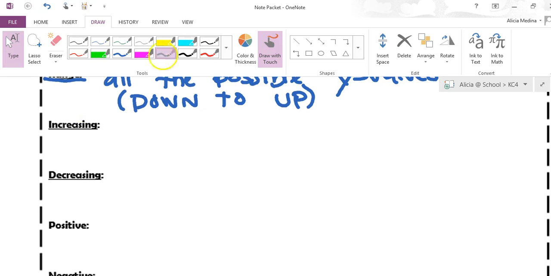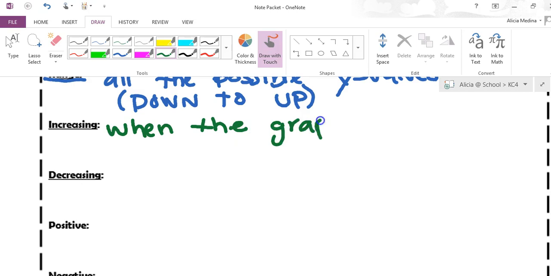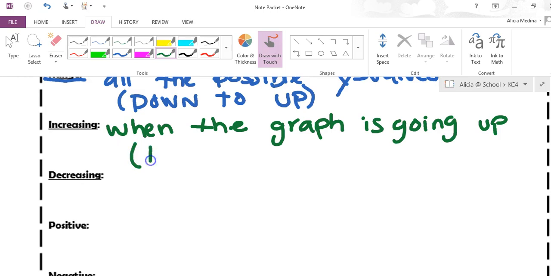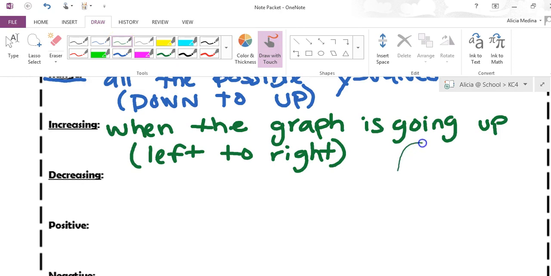So increasing, switch up our color again, increasing is when the graph is going up. One thing to remember is that you always write increasing from left to right. So some shapes that you can think of when something is increasing from left to right: it could look like an arch going that way, right? That would be going up. Or it could also be a minimum and still going up, thinking of what that parabola shape would look like.